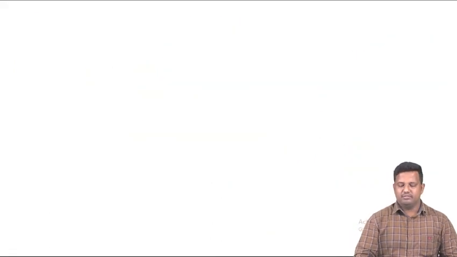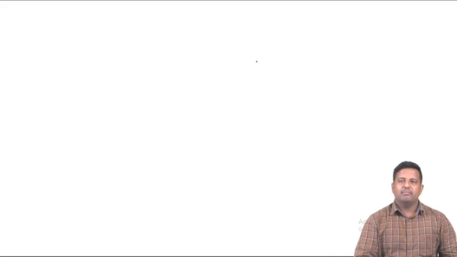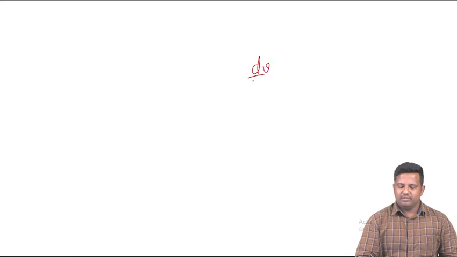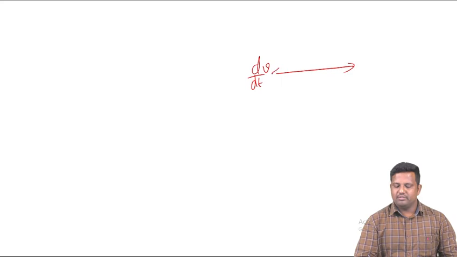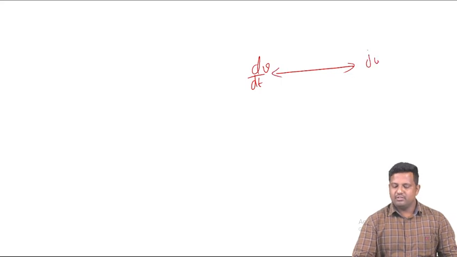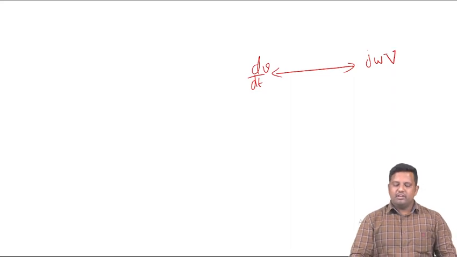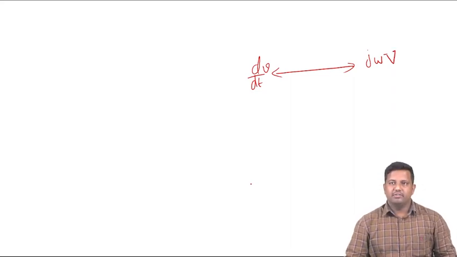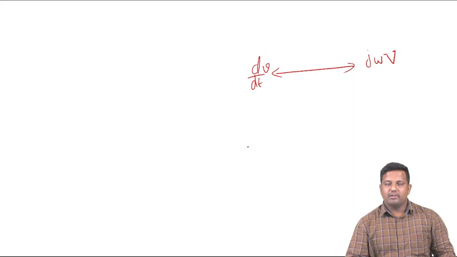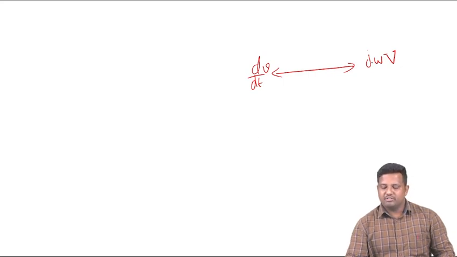Some important phasor conversions. Suppose in time domain I have the derivative function d v(t) by dt. If I want to convert this function into phasor, it is j omega into V, which means any time domain signal having a derivative, we would like to convert into the equivalent phasor, we must multiply j omega with the corresponding phasor voltage.